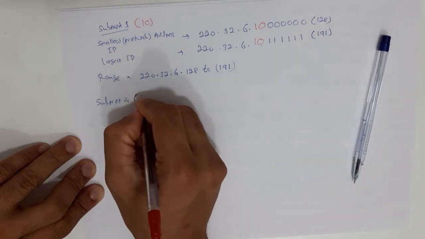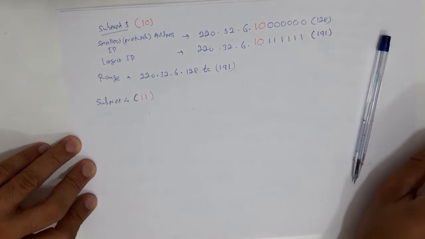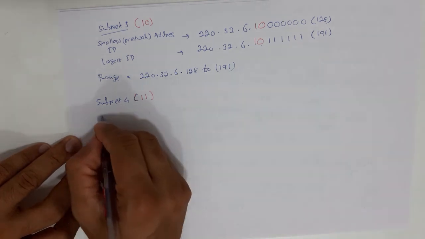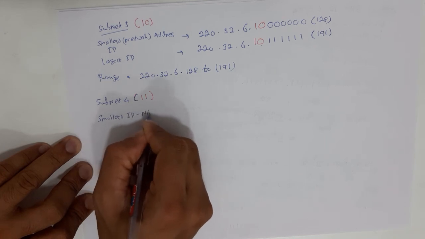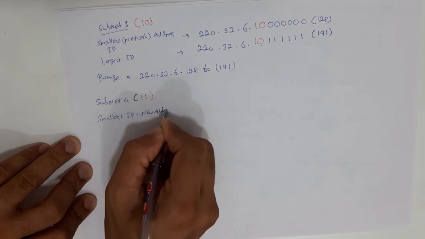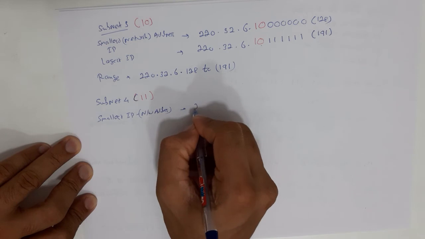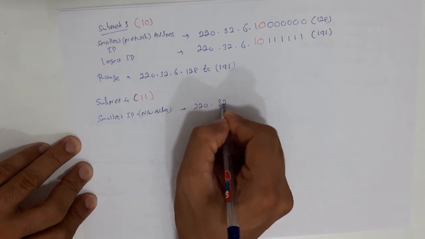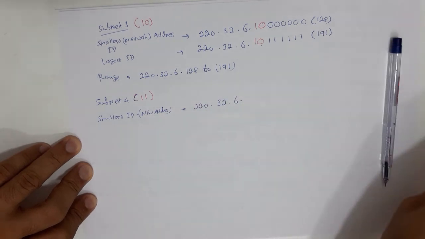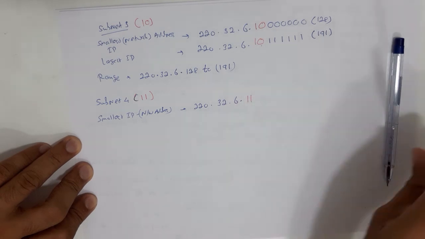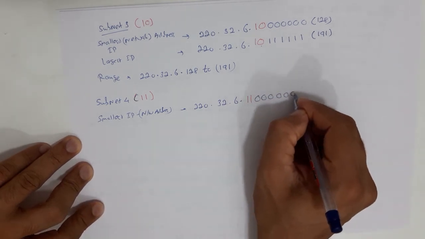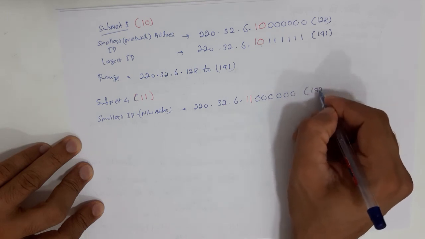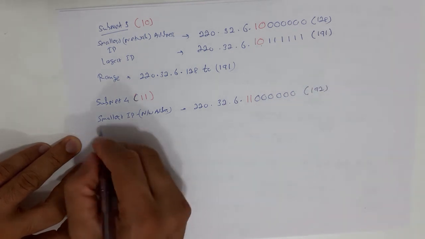Then we have one more subnetwork to be prepared, subnet 4. There I have to make the subnetwork bits into 1 and 1. That's the only subnetwork bit possibility we have. There again the smallest IP, which is the network address of that particular subnet, is 220, 32, 6, 1, 1, 1, 2, 3, 4, 5, 6. What is this? This is 192.